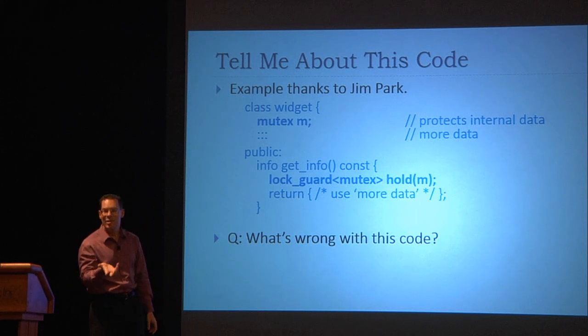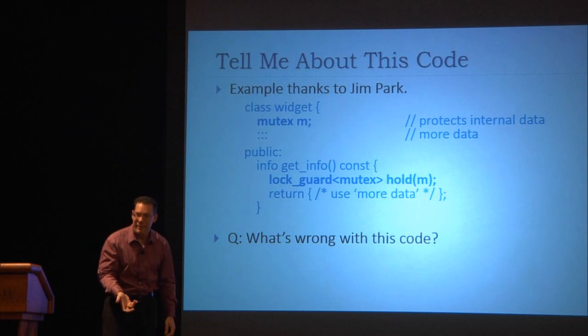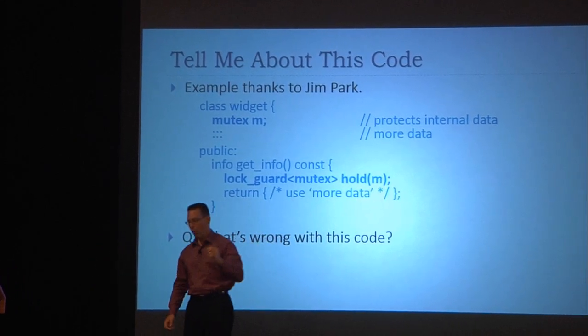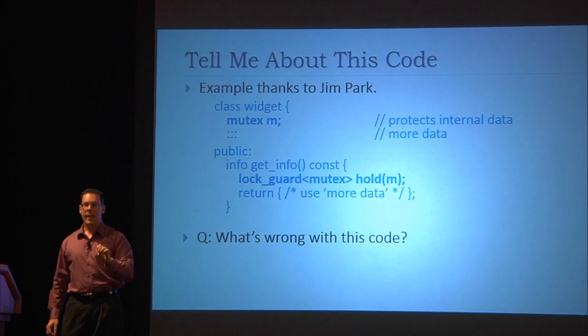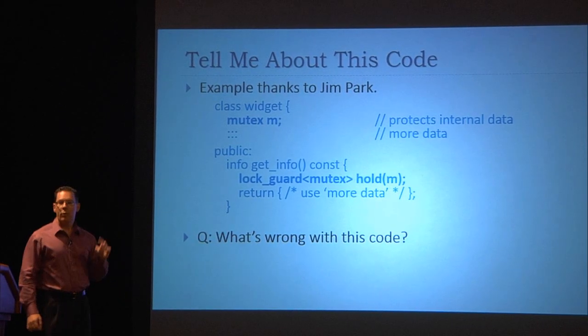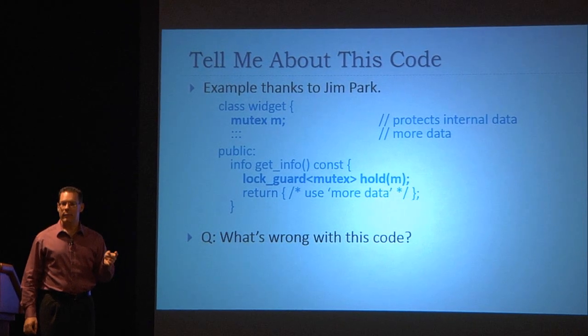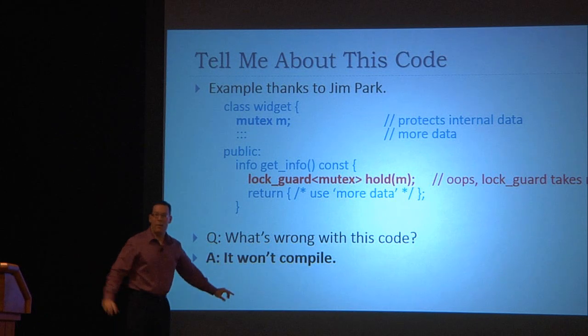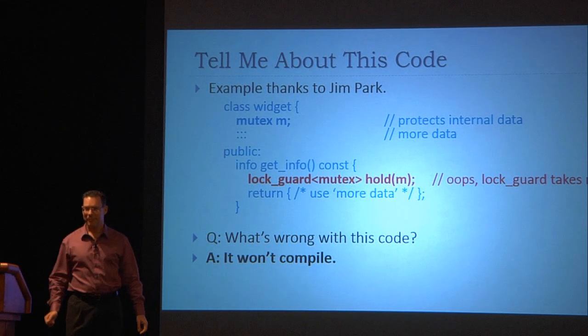Now, of course, because I'm reading the shared state, I better take the lock on the mutex. So I have a lock guard to hold a lock on that mutex. And this code is exactly what you should be doing, but there's one thing that's wrong with it. What's wrong with it? It doesn't compile. Exactly, it won't compile. Other than that, it's perfectly good.